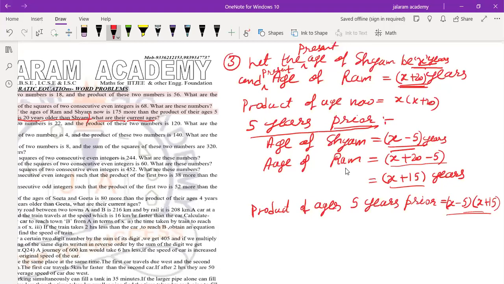Now, which of the products will be greater? The product of current ages or the product of prior ages? Which product will be greater? You have to think which of the products will be greater, the product of ages 5 years prior or the product of current ages.